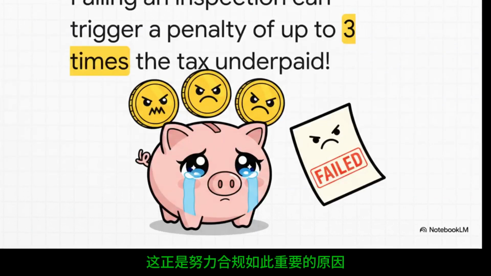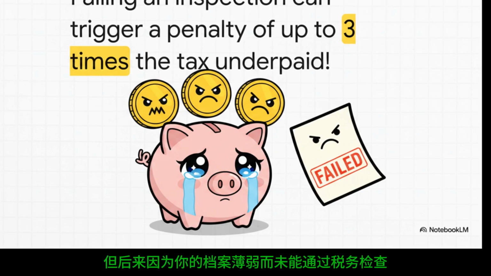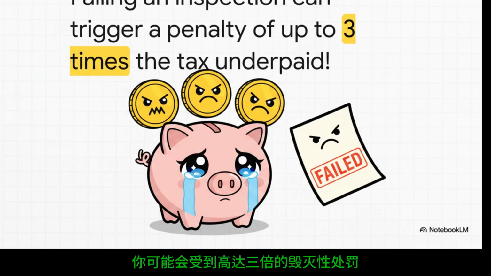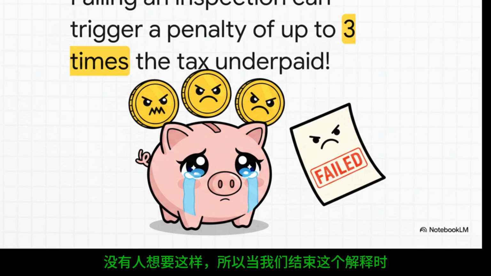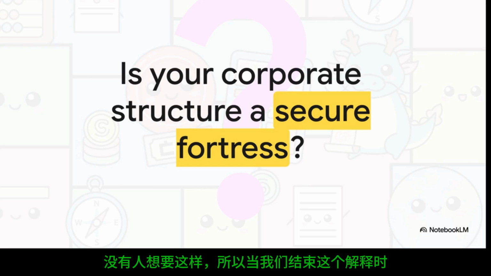And this right here is exactly why diligent compliance matters so much. Because there's no pre-approval, the burden is entirely on you. If you self-assess, claim that lower treaty rate, but later fail a tax inspection because your documentation was weak, you can be subjected to a devastating penalty of up to 3 times the tax underpaid. Nobody wants that.